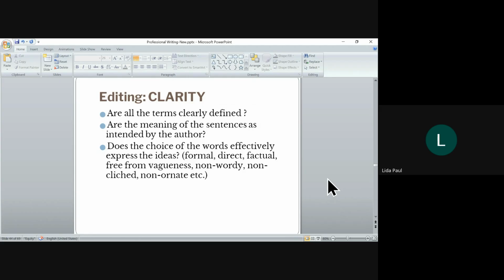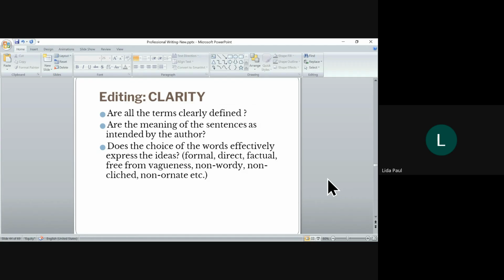Second, is the meaning of the sentences as intended by the author? When you are editing for clarity, see if the sentences that you've put together actually convey the meaning that you want to deliver, or is it sounding like something else, right? Third, does the choice of words effectively express the ideas? The words that you have used to put together the sentence, are they good enough? Are they effective in expressing the ideas that you wanted to convey?